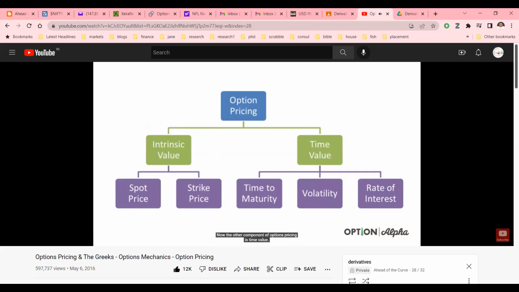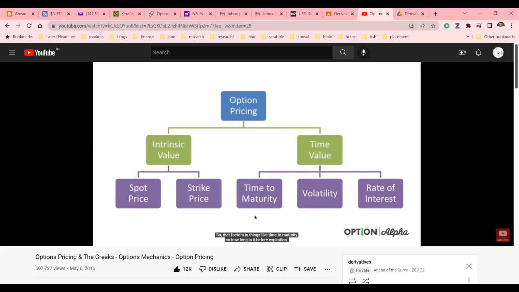Now, the other component of options pricing is time value. This is the one that always kind of trips people up. Most people get intrinsic value, but this time value aspect really has a lot to do with how option prices fluctuate in addition to the movement in the underlying stock. Because we know that the intrinsic value is going to move as the value of the stock goes up and down. That's just a straight linear relationship. But this extra component here, this time or extrinsic value, that's a little bit different.